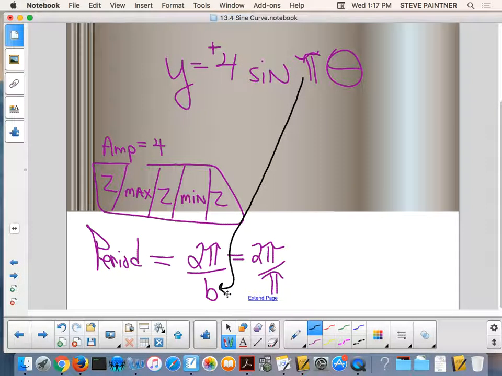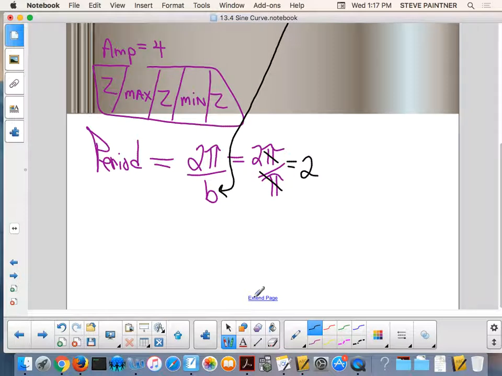Okay, so I put it in. I do the division. What do you get? Pi's cancel out. You get what? 2. So what does that mean? This whole wave repeats itself after how many radians? 2 radians. Okay, after 2 radians, we'll just repeat. So it'll go 0 to 2, there's a wave. 2 to 4, there's a wave. 4 to 6, there's a wave.